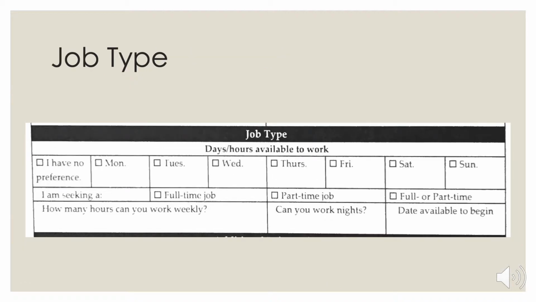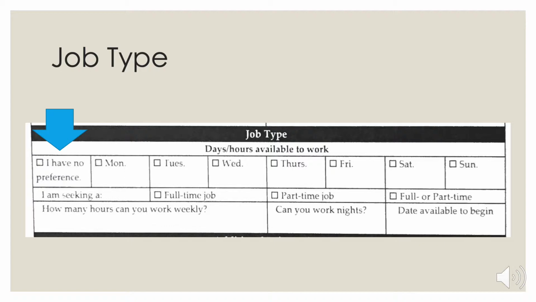This next section is all about the job you are applying for. The first row is all about the hours that you can work during the week. If you have no preference about when you work, you can put a check mark in this box and disregard the rest of the boxes in this row.